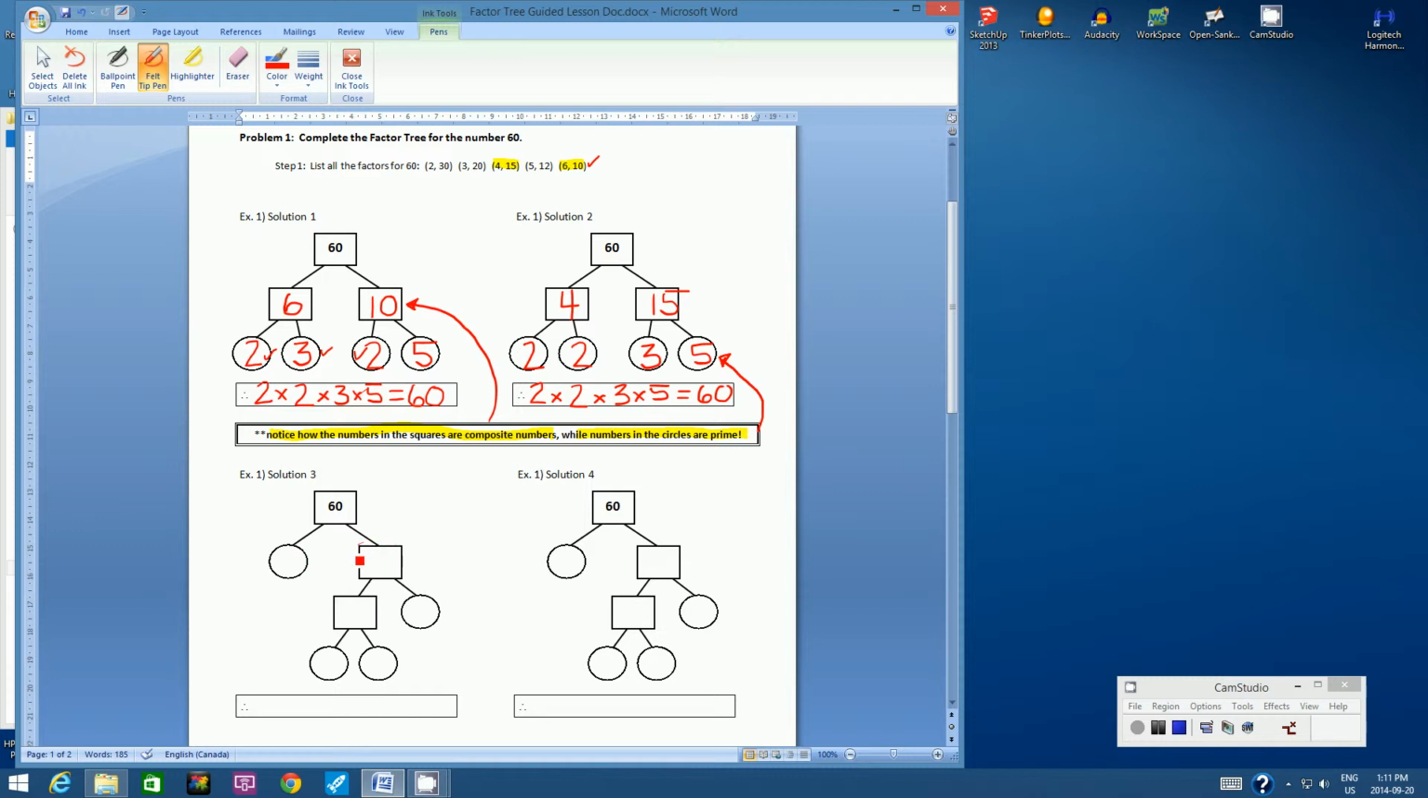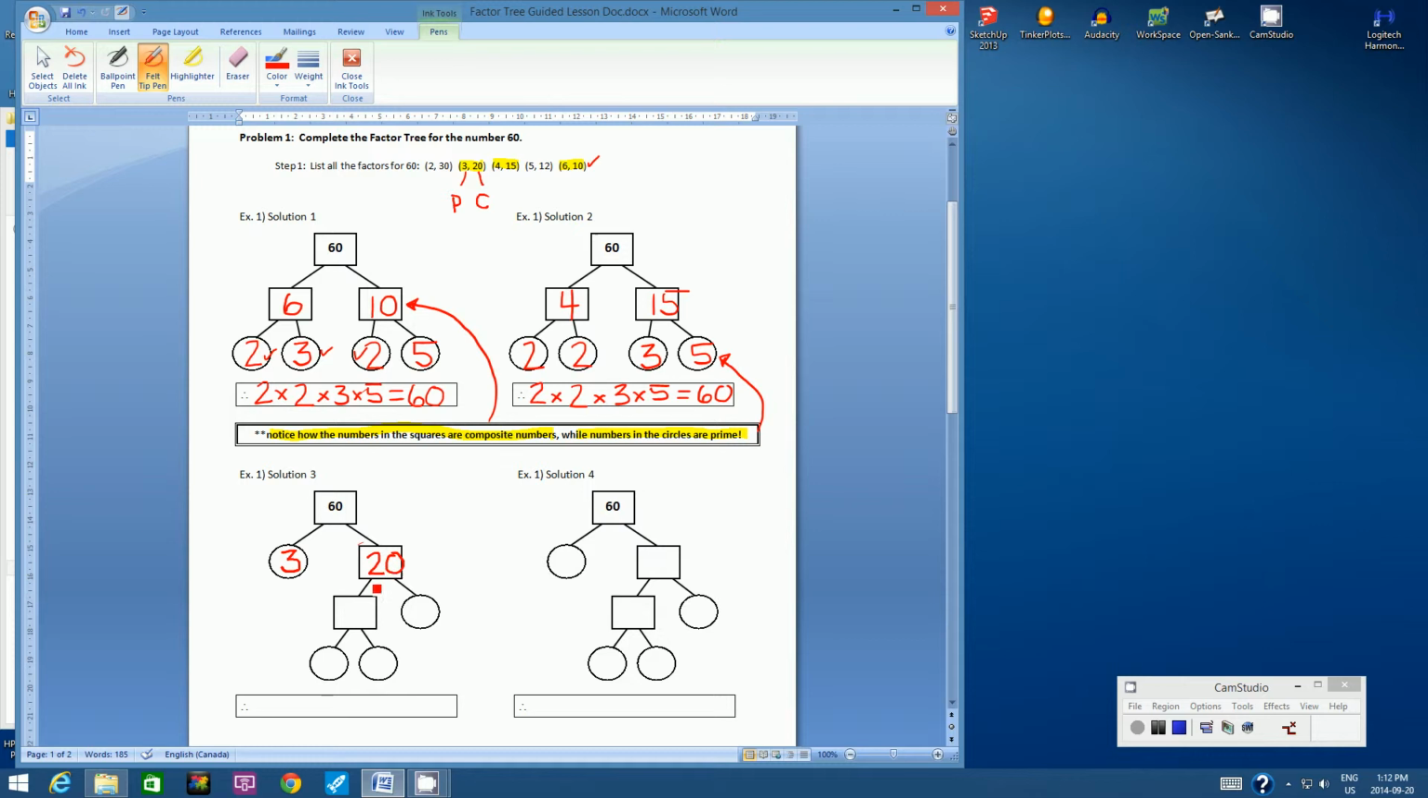And in the square, we have to come up with a pair where one of the numbers is a composite number. So let's look at our factors up here. How about we choose this pair, 3 and 20. And this is going to work because I know that the number 3 is prime, and I know that the number 20 is a composite number, which is perfect. So 60 can be broken down into a prime number here, which is 3, and its pair, which is a composite number, which is 20.